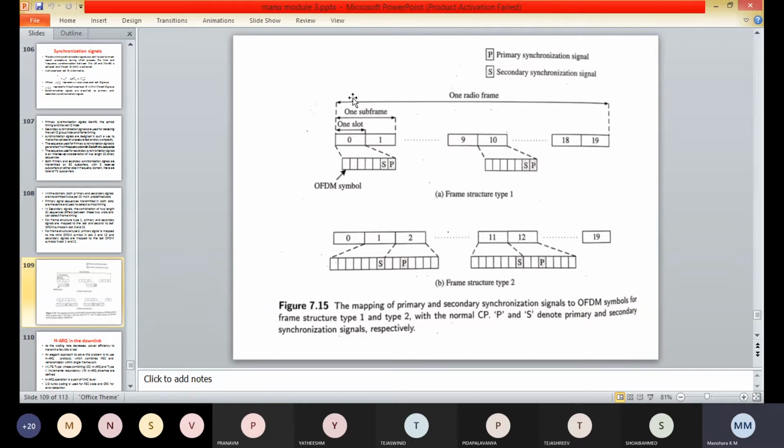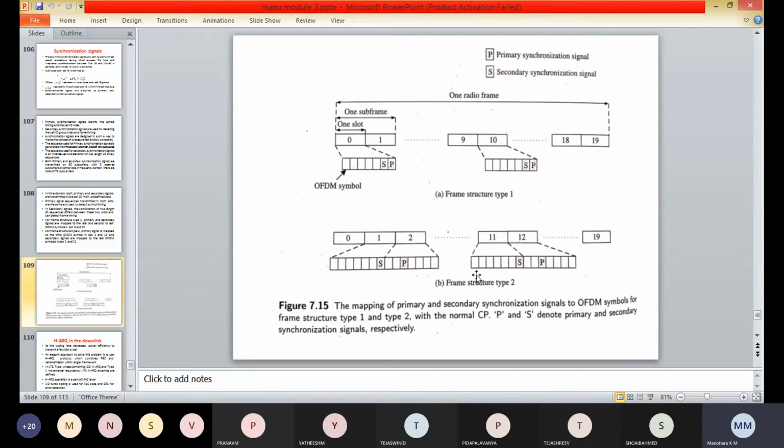So here in the frame structure type 1, the primary and secondary signals are mapped to the last and the second to last OFDMA symbols in slot 0 and slot 10.